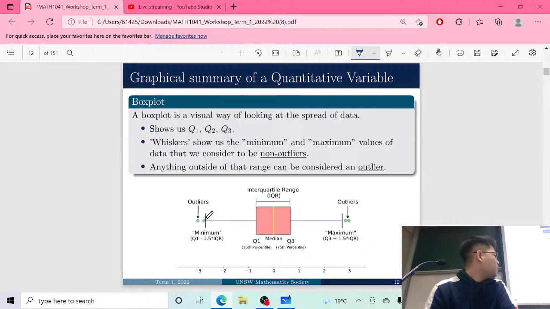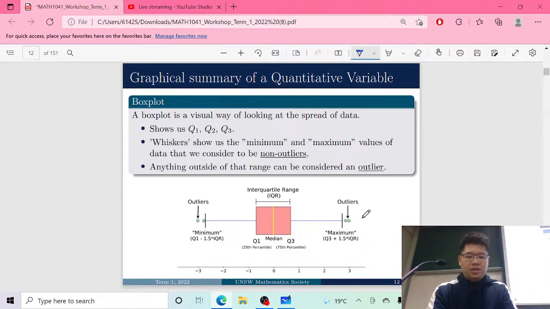Anything outside of these whiskers, on this left side and this right side, is called an outlier. Essentially, these are data points that don't really make sense when you look at the other observed values from your sample. How you define an outlier is that if it's less than Q1 minus 1.5 times IQR, or if it's greater than Q3, the third quartile, plus 1.5 times the interquartile range. Essentially, anything outside this range is considered an outlier.